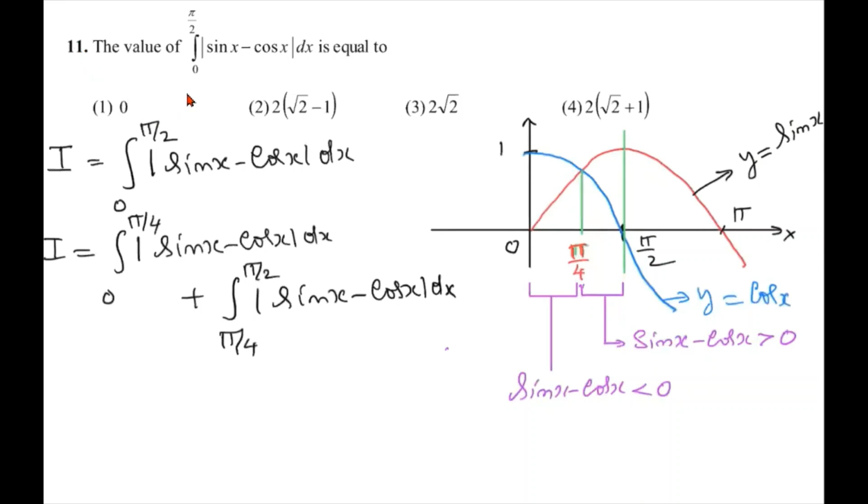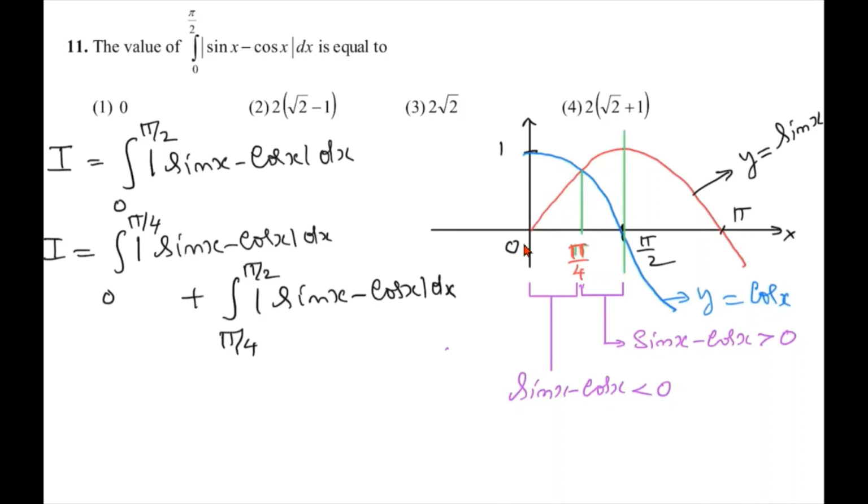11th question. To integrate integral from 0 to pi by 2 mod of sin x minus cos x dx. Now consider the graph of sin x and cos x between 0 and pi by 2. The red curve is the sin x. So it is maximum at pi by 2 and minimum at 0. Blue one is cos x. Maximum is 1 here at 0. And at pi by 2 it is 0. At pi by 4 both are equal, that is 1 by root 2.